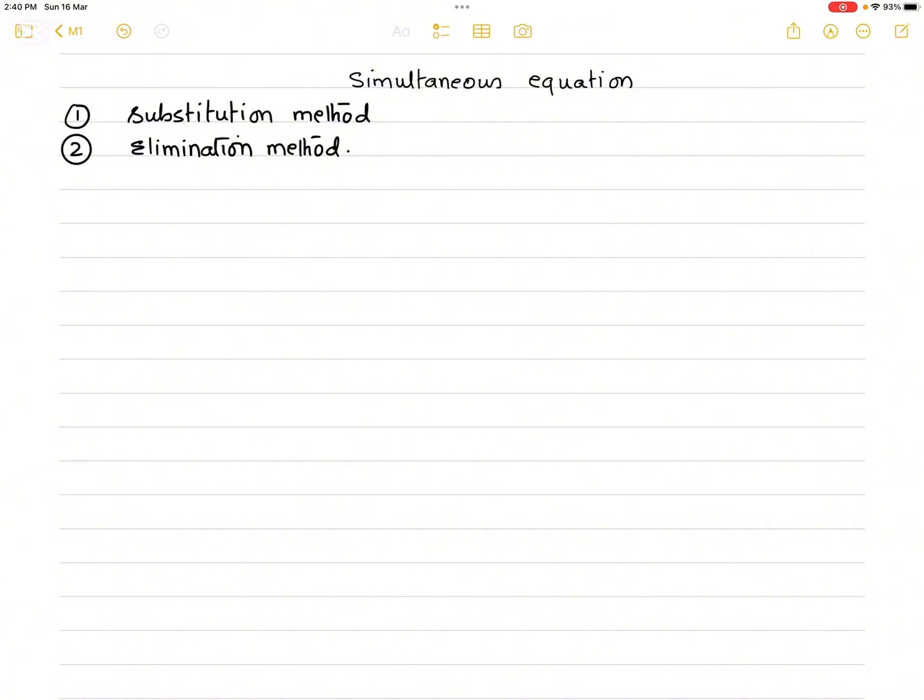Examiner will never ask you which method is to be used. So, whichever method you like or you think that you are good in that method, just stick with that. Let's start with substitution method.